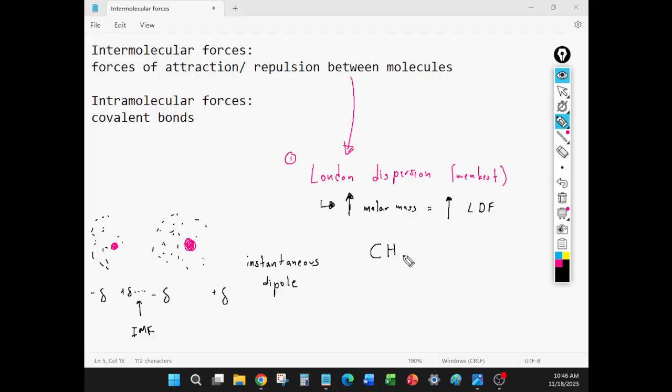It'll give you something like CH4 versus like C8H12. Okay, and which one is going to experience more, the left or the right? The right, and it's because it is bigger. There are more electrons, so they'll congregate to one side and they'll kind of stay there for a longer period of time. Okay, and again, it's not inside one molecule, it's between a lot of these molecules. All right, so that is the first intermolecular force, the weakest one.